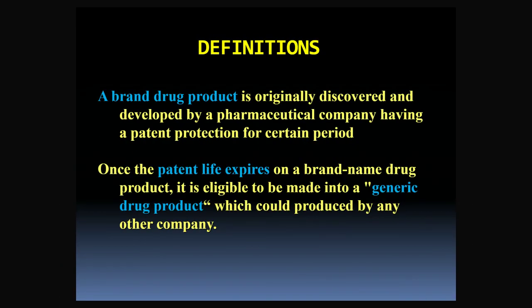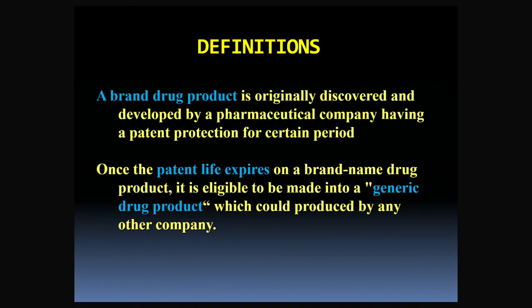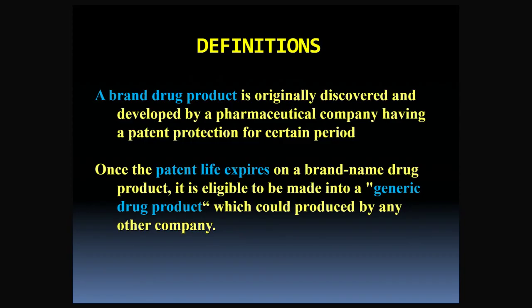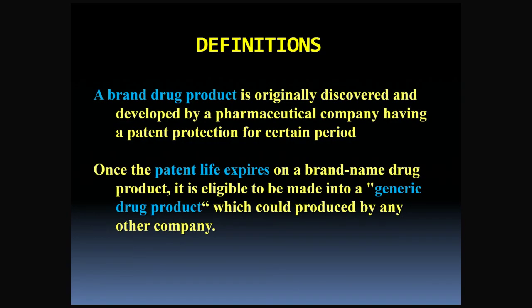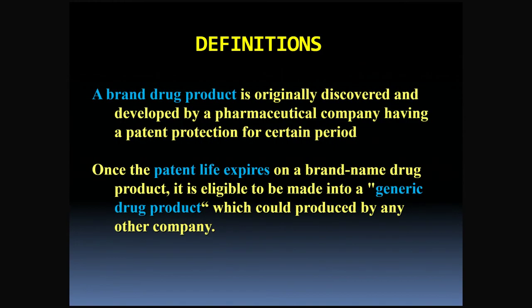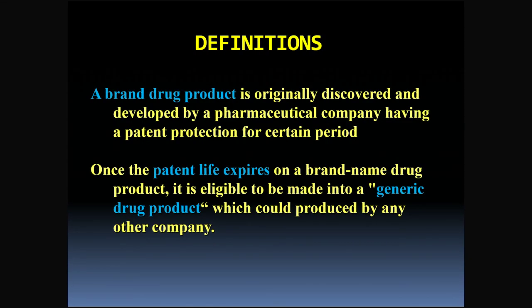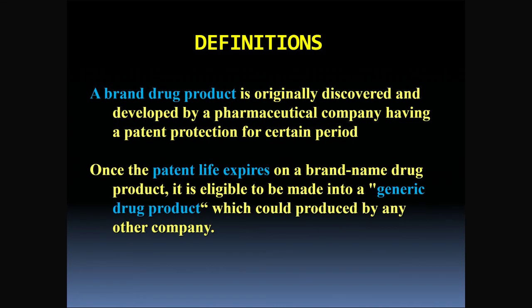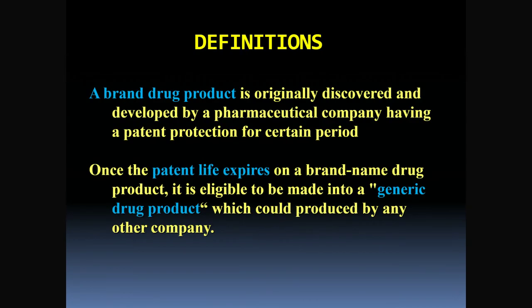A brand drug product represents the initial synthesis and developmental stage, where a pharmaceutical entity holds a legal monopoly through patent protection. This patent serves as a temporary regulatory barrier, preventing other organizations from replicating the specific chemical formulation for a set duration. Once this protection interval lapses, the molecule enters the public domain, allowing for the creation of generic drug products by secondary manufacturers.